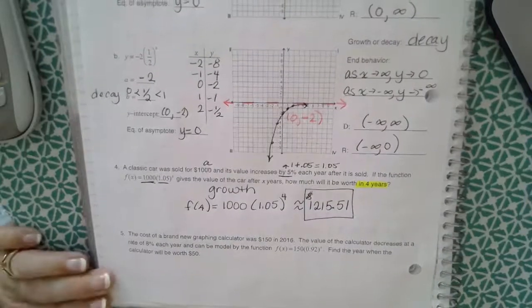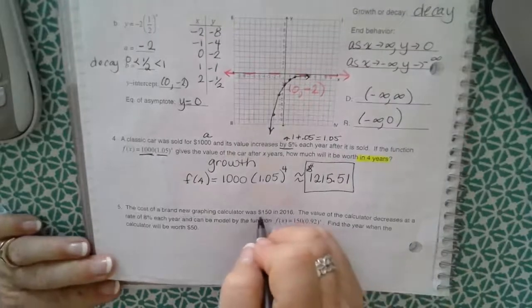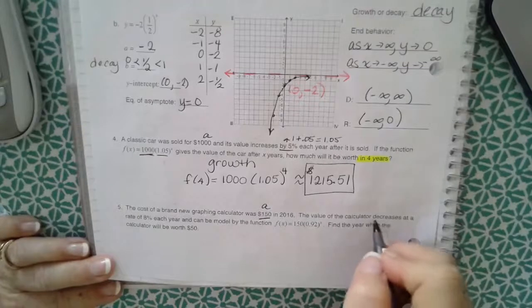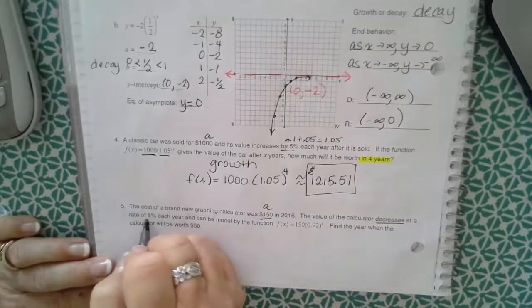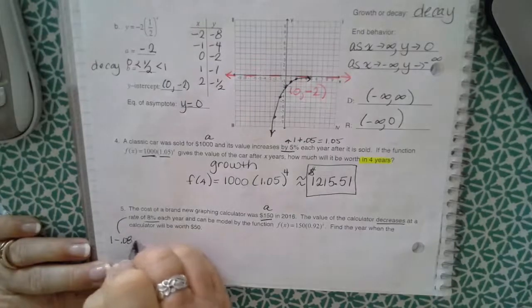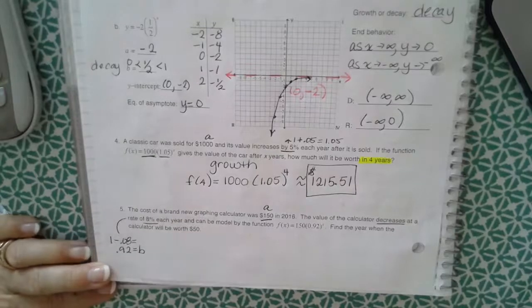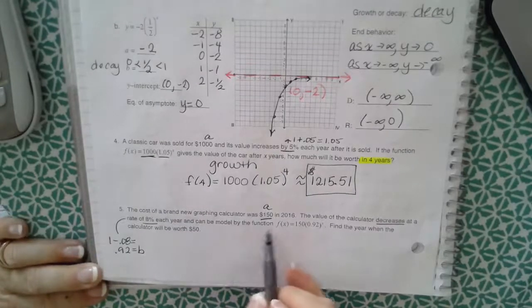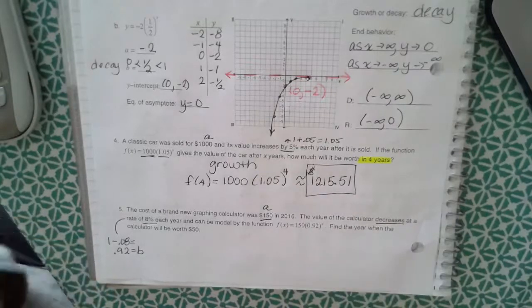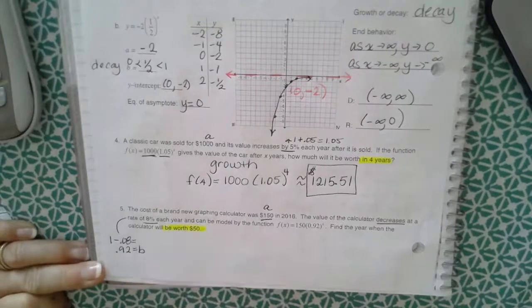Then if we go to the next one, the cost of a brand new graphing calculator was $150 in 2016, so here's your A. The value of the calculator decreases at a rate of 8% each year, which means 1 minus 8%, which means 0.92 is our B. Can be modeled by the function, and they give you the function right here. Find the year when the calculator will be worth $50. So they want to know when it's going to be worth $50.